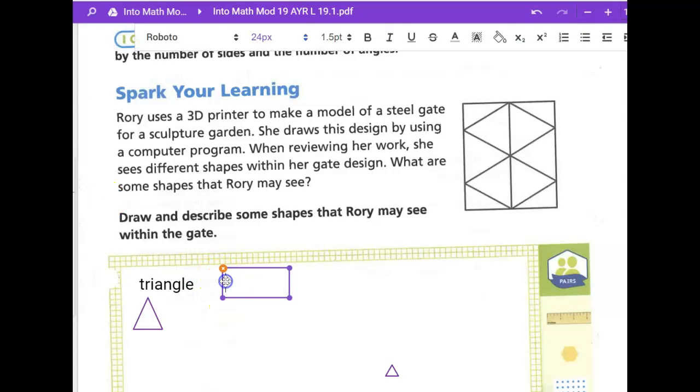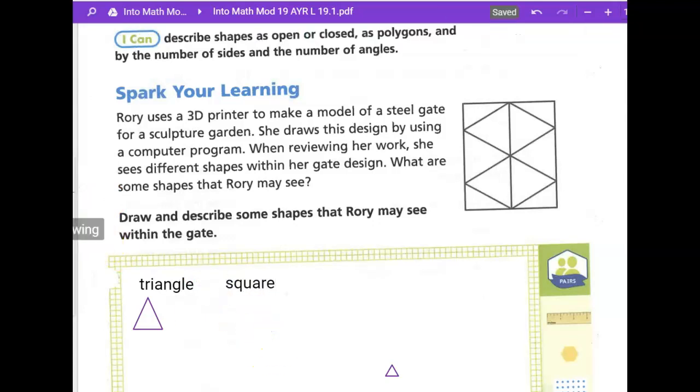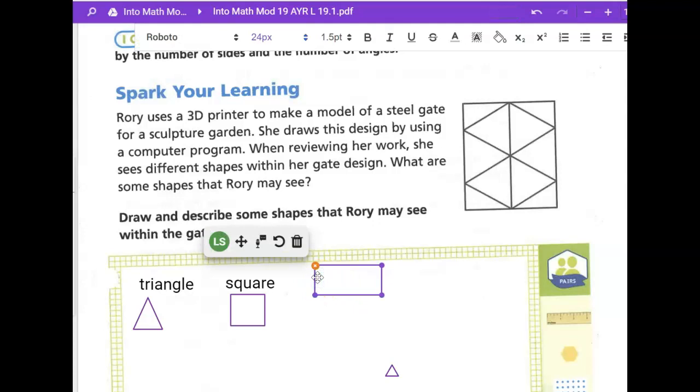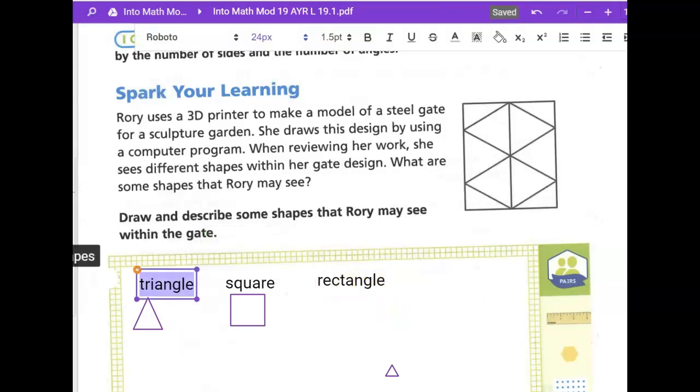A square. Can you write square? S-Q-U-A-R-E. And below that, we will draw a square. Do the best you can, please. What other shape does she see? Do you see a 6-sided shape? Okay, R-E-C-T-A-N. A rectangle.